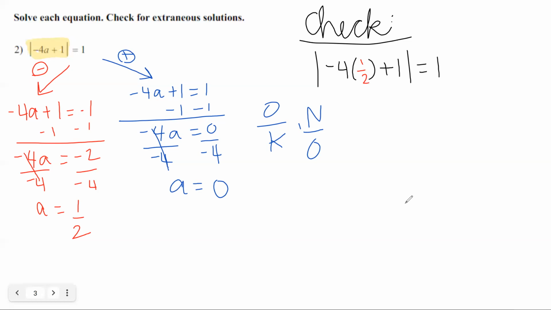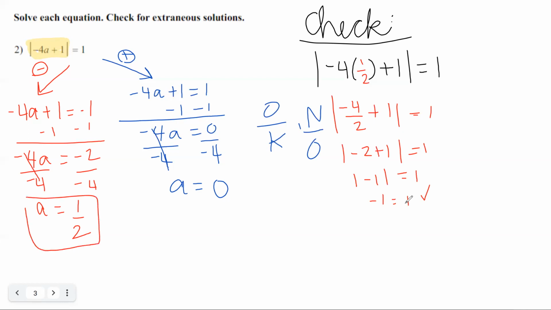Again, we're going to simplify inside the absolute values first. So for -4 times 1/2, or -4 divided by 2, right? I could do this: -4 divided by 2 plus 1. We want to know if that's equal to 1. And -4 divided by 2 becomes just -2. And -2 plus 1 becomes -1. And the absolute value of -1 is 1. So that guy works out. 1/2 is certainly a solution.